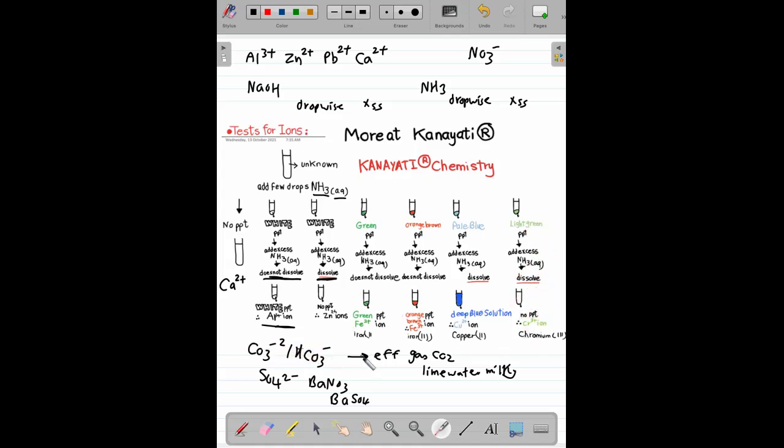Test for carbonate and bicarbonate: effervescence to give the gas carbon dioxide. They are easily identified with lime water, and sulfate with barium nitrate forms a white precipitate of barium sulfate. As we said, ammonium and nitrate are tested the same way. The only difference is that for nitrate, you put solid aluminum, like aluminum foil, together to form the ammonia gas that can be tested.